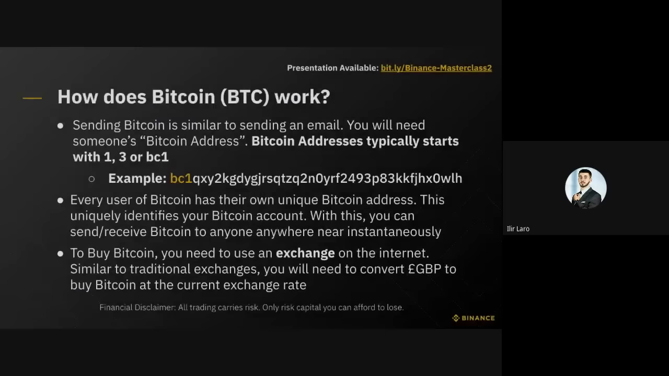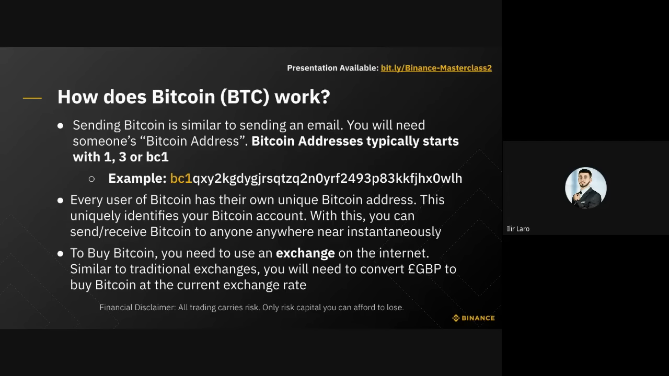So how does Bitcoin actually work? Sending Bitcoin is similar to sending an email. I guess most people know what email is. When you want to send someone an email, you need their email address. So for Bitcoin, this is called a Bitcoin address. Think of a Bitcoin address as your account information. Now, if you look at your credit and debit card, you have your account number and sort code. And instead of number digits, Bitcoin addresses are alphanumeric, which means that they contain both numbers and letters.